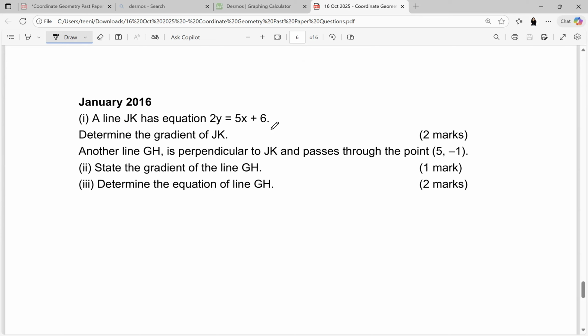So if this line GH is perpendicular to JK, it means that the gradient of that would be the negative reciprocal of the gradient of JK. And once you have the gradient, you could determine the equation of the line because you have a point on the line and you would now have the gradient. So guys, it's the same thing that comes all the time. That means that the more you practice, the better you'll get.